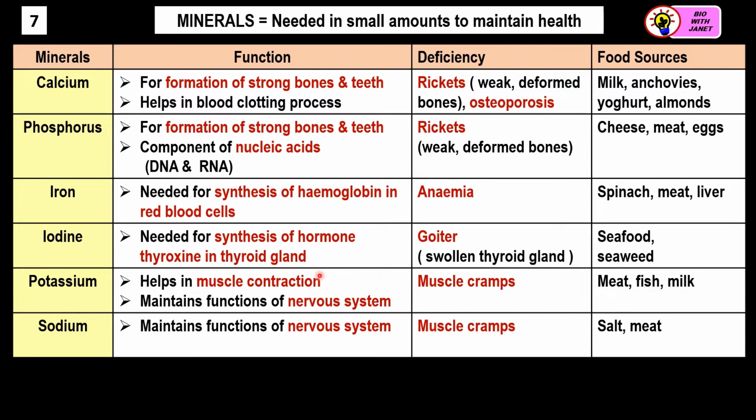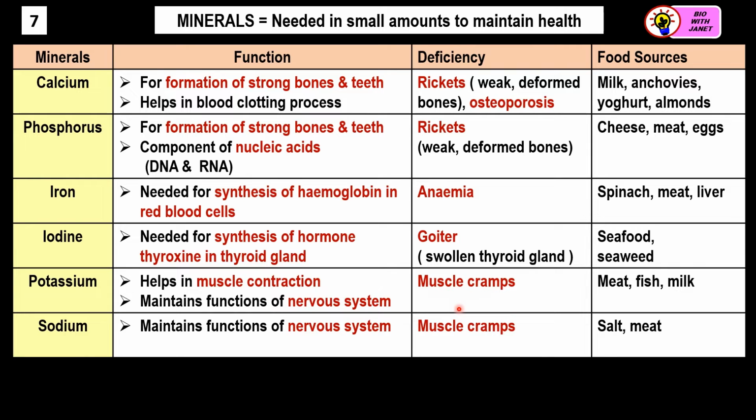Potassium helps in muscle contraction and helps in the functioning of the nervous system. Lack of potassium causes muscle cramps. And food sources of potassium are meat, fish, milk, and also bananas. Sodium is important to maintain the function of the nervous system, like potassium. So a lack of it also can cause muscle cramps. Sodium is found in salt. Sodium chloride is salt, and then meat.